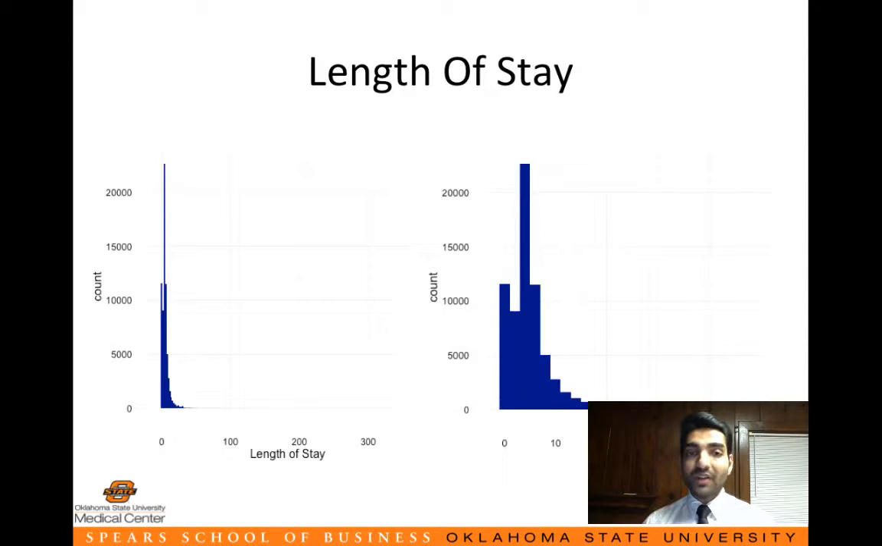The second important variable is length of stay. In our data set, we found that length of stay varies from 0 to more than 300 days. However, there is a very small percent of encounters whose length of stay is more than 50. 99% of our data lies between 0 to 50 days of length of stay. Therefore, we would only consider those encounters whose length of stay falls between 0 to 50 days.